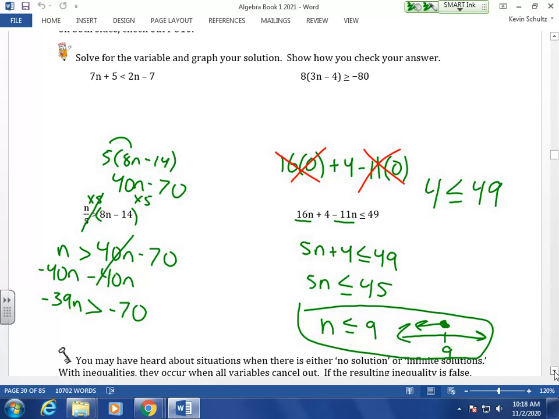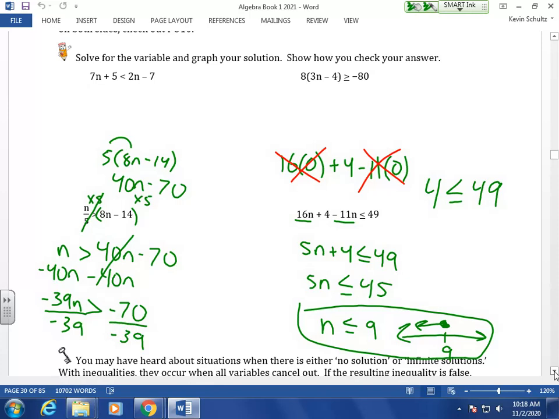What next? Continue our operations. Not yet. Yes, the answer is yes, but nothing that we've done will flip it yet because we haven't done any multiplying or dividing by a negative number, right? We subtracted 40n's here, but subtraction or addition will never cause us to flip. Our next step, dividing by negative 39 to get n by itself, here's where we will need to flip our inequality symbol because we are dividing by that negative number.